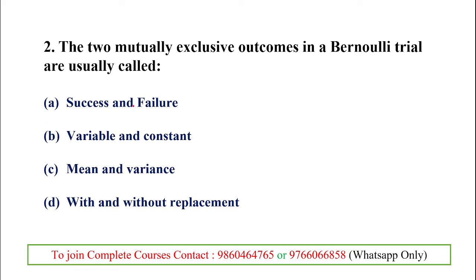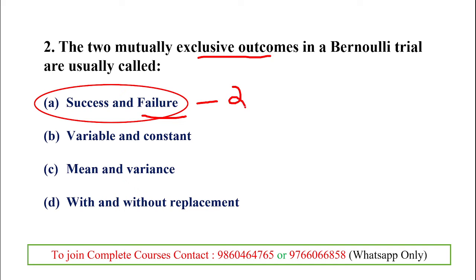And then the next question: the two mutually exclusive outcomes in a Bernoulli trial or Bernoulli experiment. What are the two mutually exclusive outcomes in a Bernoulli trial? That's success and failure. Okay, the answer is success and failure, only two outcomes.